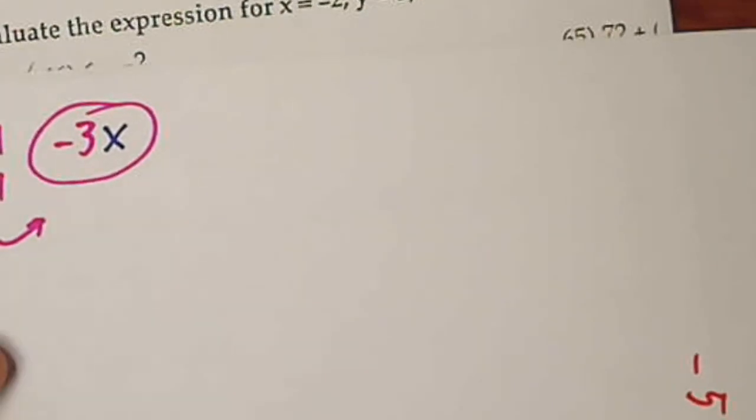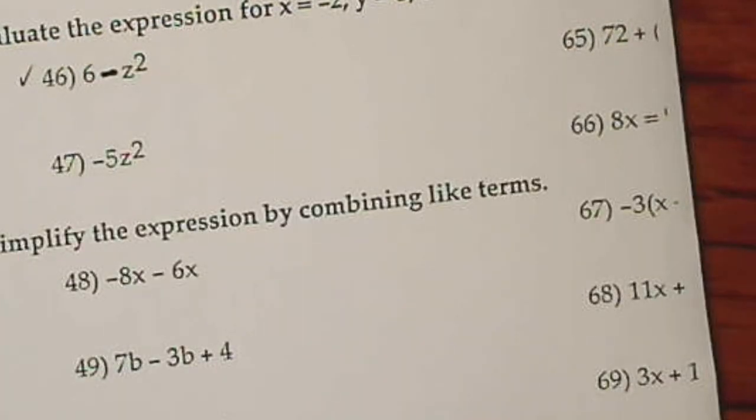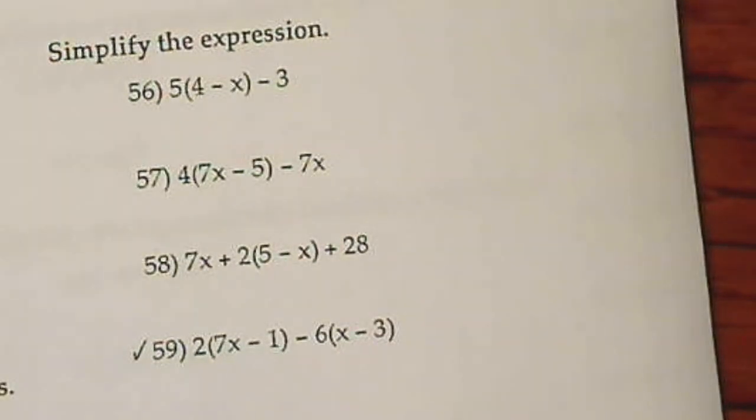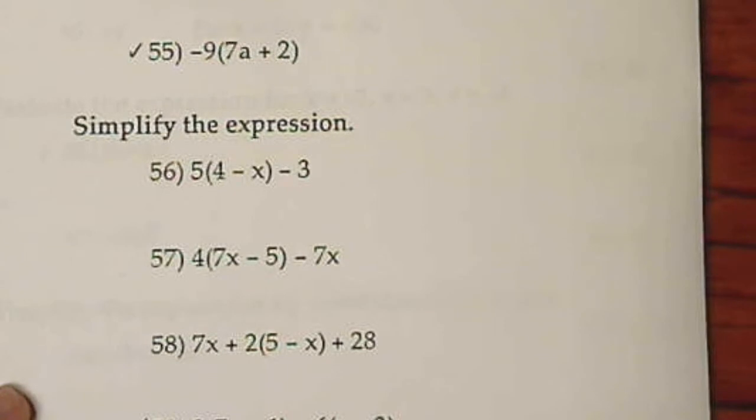Okay. Let's take a look at another one. Let's see, where do they go? 52. Okay, we'll take a look at 55 and then 59, okay? So for number 55, you first have to get rid of these parentheses here.